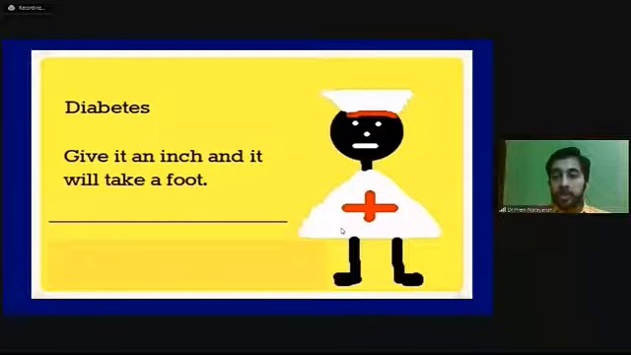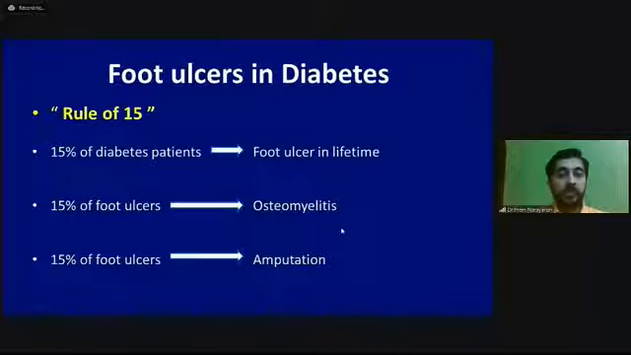So, as you all know, diabetes, if you give it an inch, will definitely take a foot of you. Some of the rules for foot ulcers in diabetes: the rule of 15 is 15% of diabetic patients can develop foot ulcer in the lifetime. 15% of foot ulcers can lead on to osteomyelitis, and 15% of foot ulcers can end up in amputations.